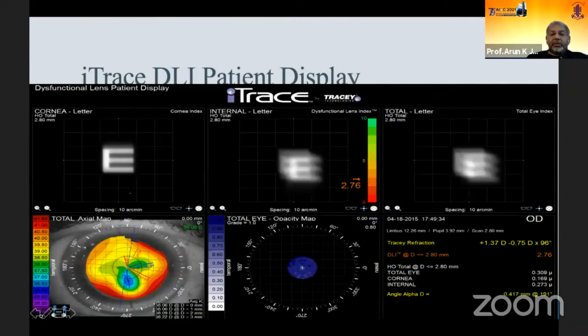You can see here the cornea also is a symmetric bow tie, and the quality of image from the corneal aberration is also not as good, and the internal opacity grade is grade 1, and the dysfunctional lens index is very low. And here angle alpha is in the yellow range, and the tracey refraction is also not very reliable.